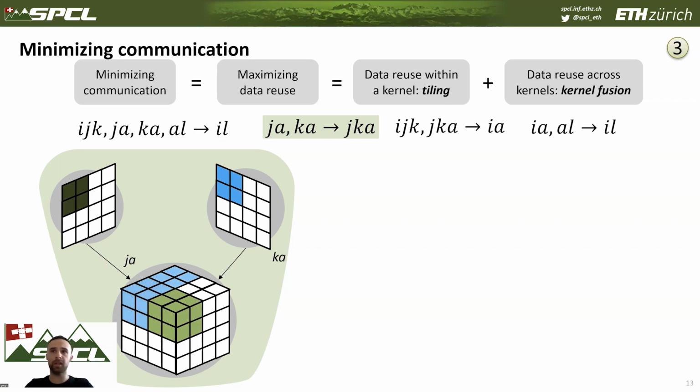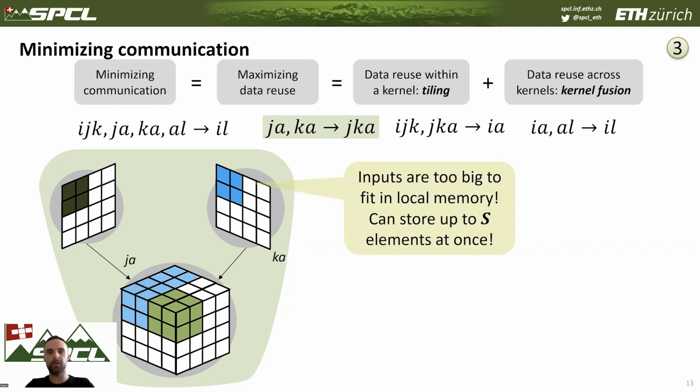Now the assumption is that the inputs are just too big to fit in our local memory. So we can store up to S elements at once, where S is some parameter that corresponds to the size of our local memory, whether that would be a cache or scratchpad or a local memory in a distributed setting. And now we need to decide which elements we want to store to maximize their reuse.